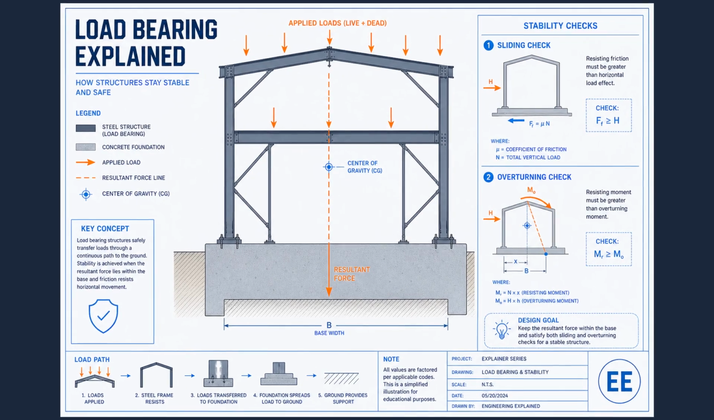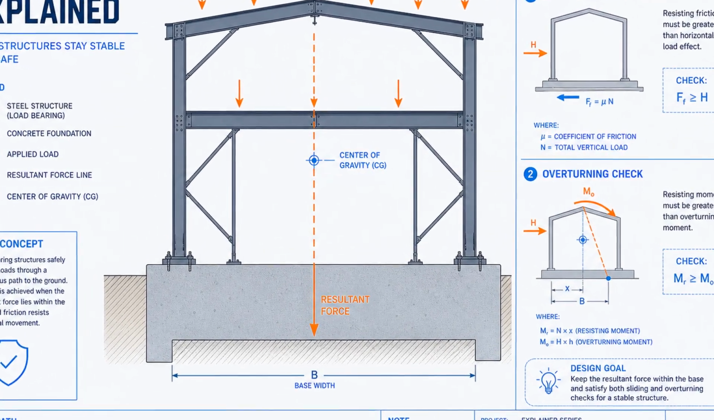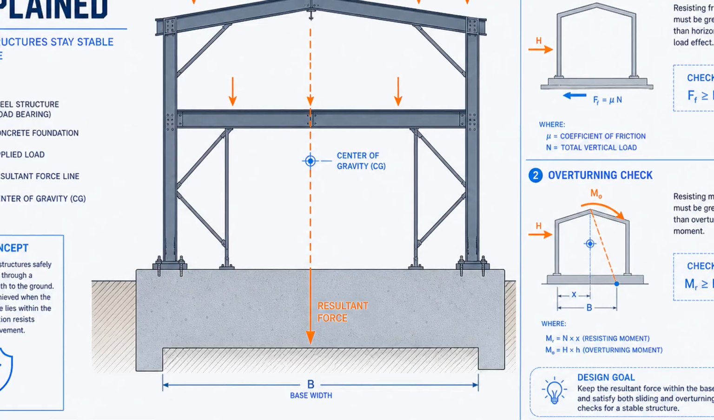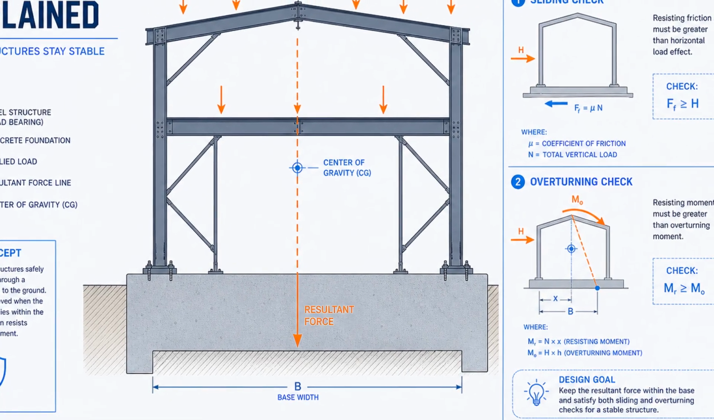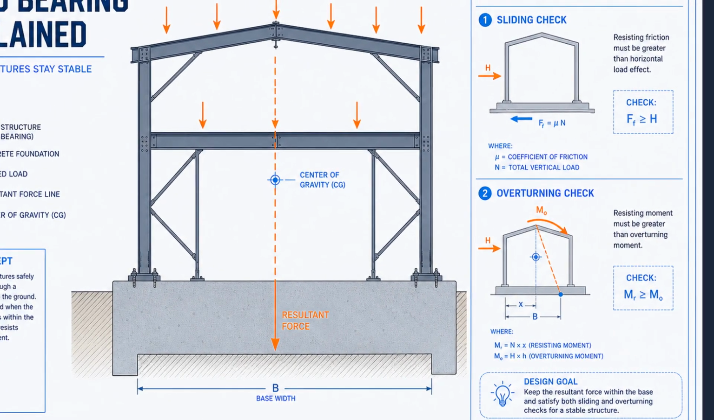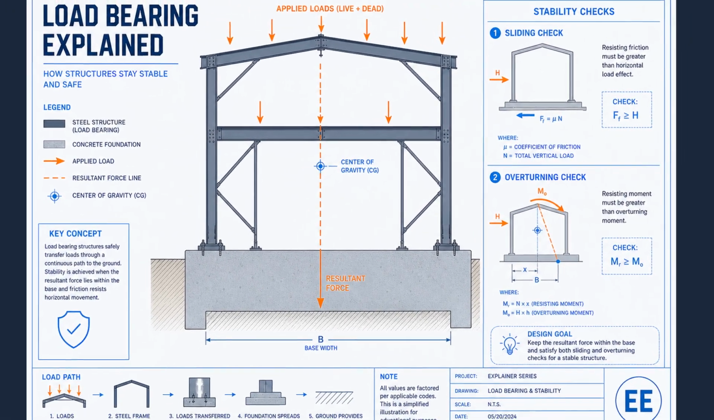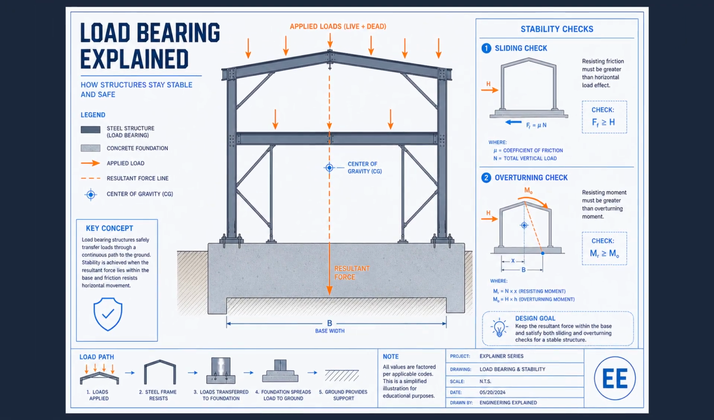A gravity dam resists water mainly with mass. Its thick concrete body keeps the resultant force inside the base, so the structure stays in compression and avoids tension cracking. In simple terms, it stays put because it is very, very heavy.